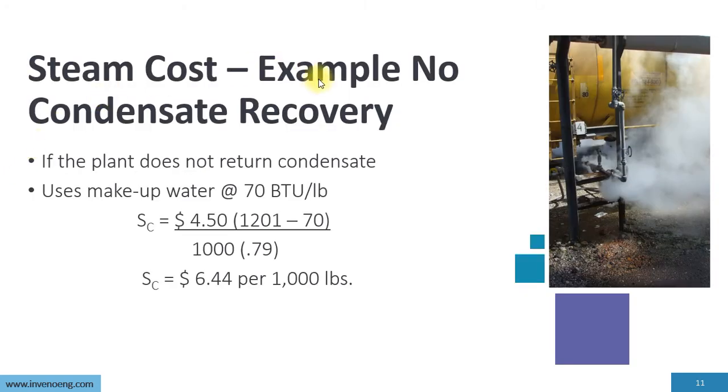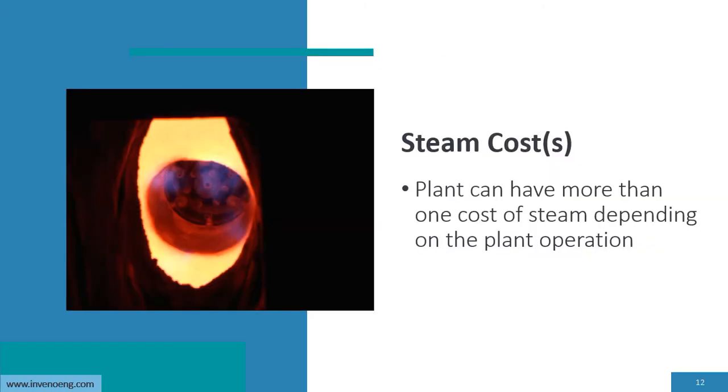But steam cost, with no condensate being recovered, so we're not bringing back any condensate, our steam cost now will go up to $6.44 per 1,000 pounds of steam. And that's makeup water at 70 BTU per pound versus the de-aerator. So it's very critical that we bring back all condensate. It really impacts the steam cost.